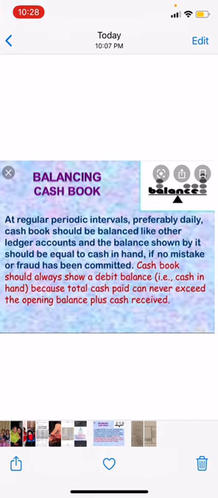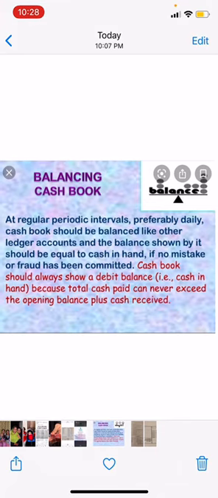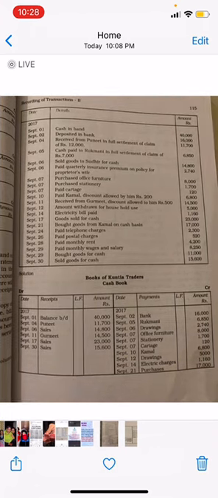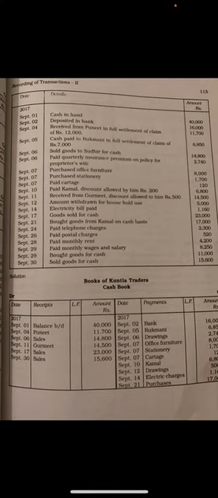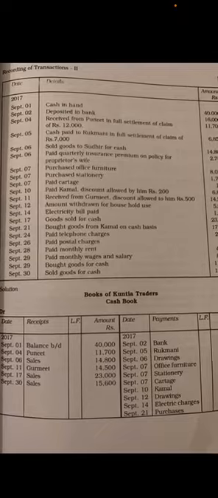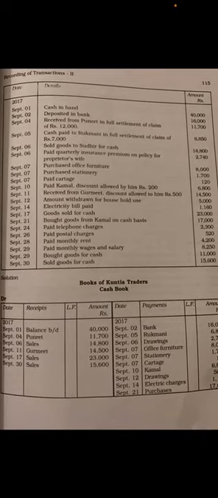Okay, so I've told you the cash book is balanced in the same way as you balance the accounts in the ledger. So they've given you one sum in your textbook. I want you all to open page number 115. We will just see how to balance the cash book here. From the following transactions made by Miss Kuntika Traders, prepare the single column cash book. It's there in the textbook, page number 115. I want you all to open the textbook and see.